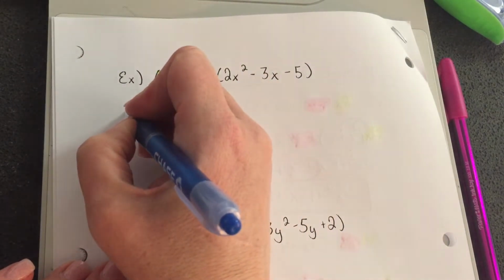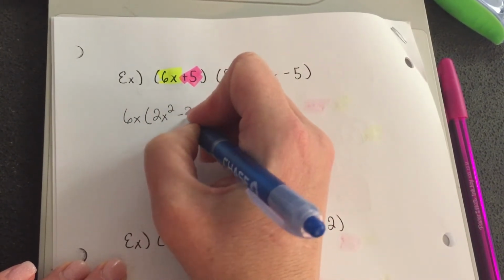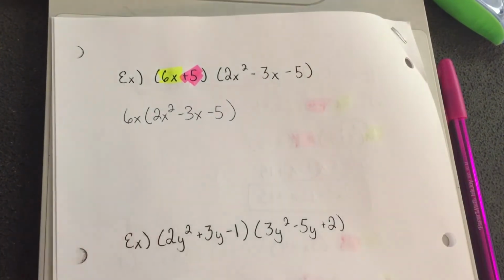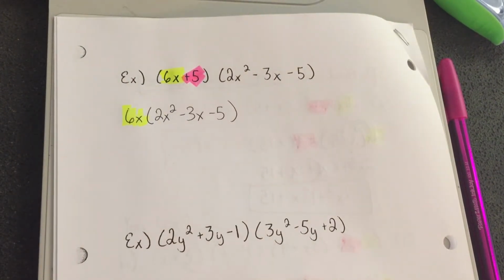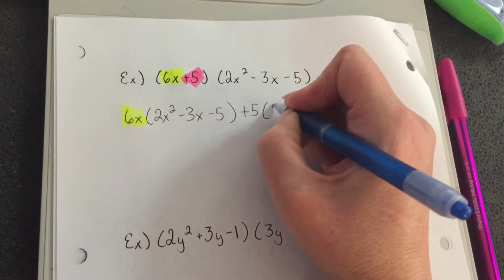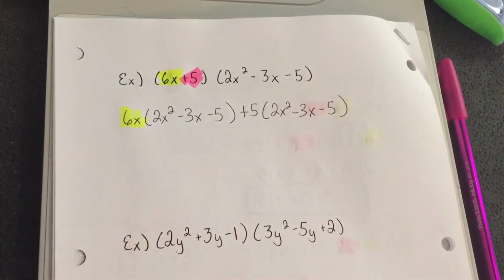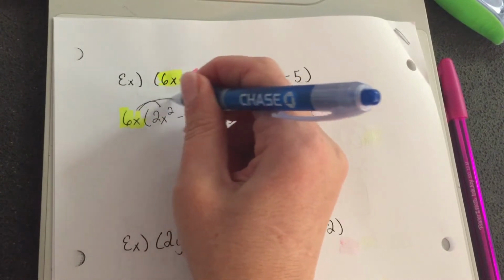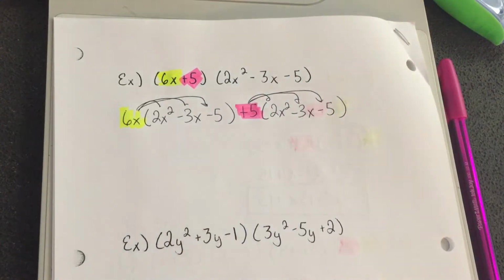So I'm going to write out my 6x times 2x squared minus 3x minus 5, close parentheses. And that's my yellow, distributing that to that trinomial. And then we are going to add, because it's plus 5, times 2x squared minus 3x minus 5. And I'm going to distribute positive 5 across. So remember, you must distribute to each individual term.